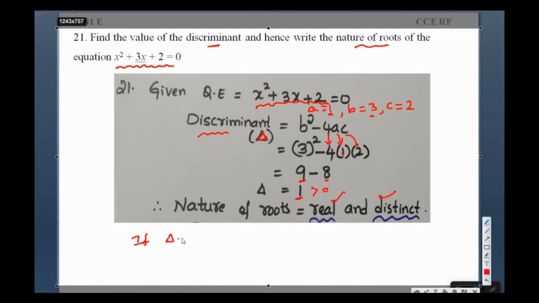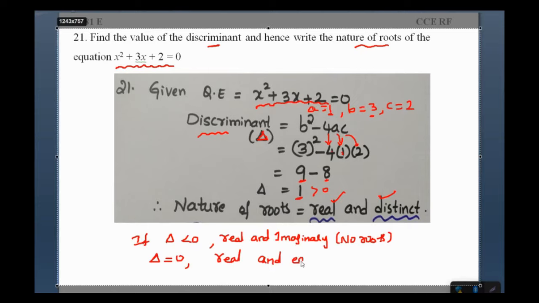I also want to give some additional information. If the discriminant is less than 0, a negative number, then the roots are imaginary. I mean they don't have real roots. And if the discriminant is exactly equal to 0, the roots are real and equal. So this is additional information.